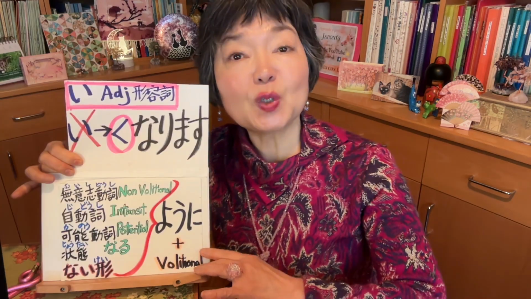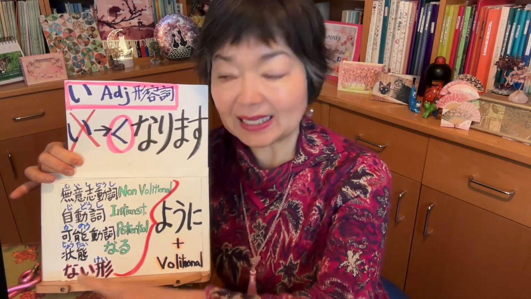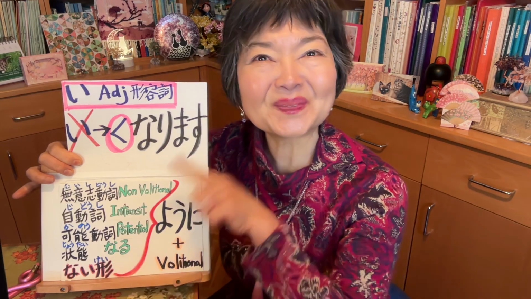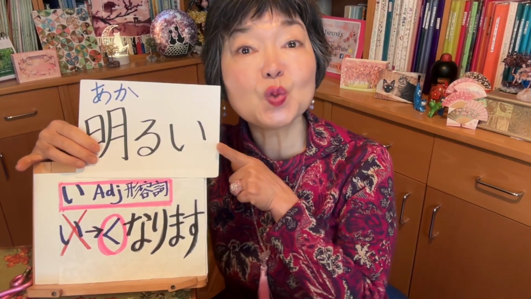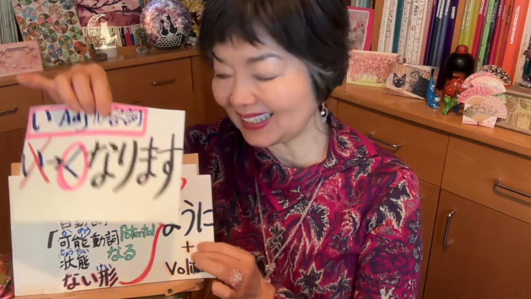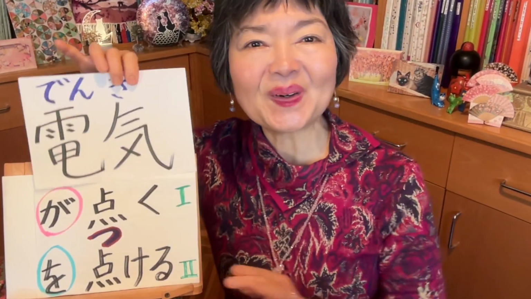The verb that I'm gonna use in the subordinate clause is this one. なる、なります。部屋が明るい、明るくなります。明るくなるように電気をつけました。部屋が明るくなるように電気をつけました。I watered the flowers so that they wouldn't wither.